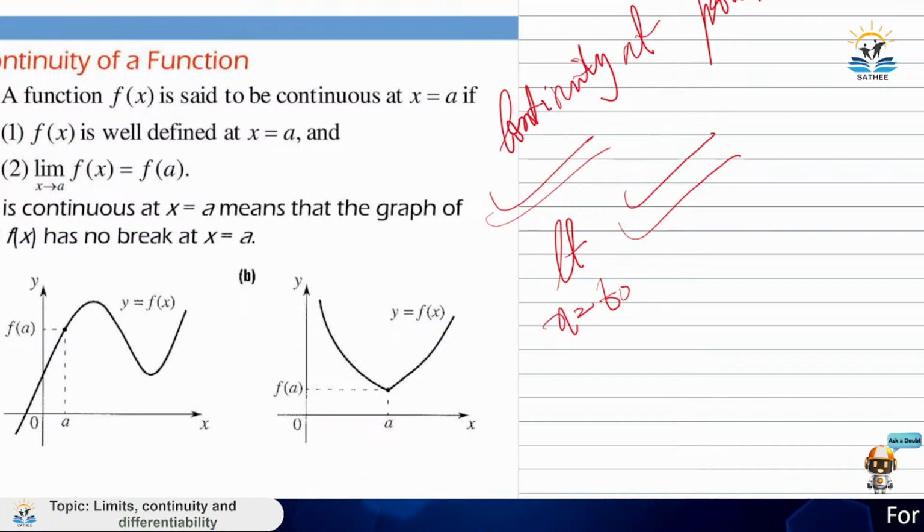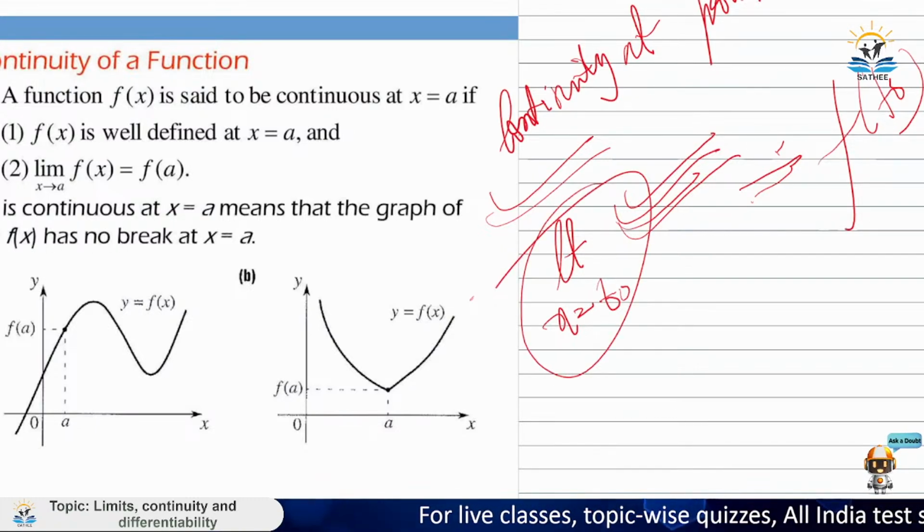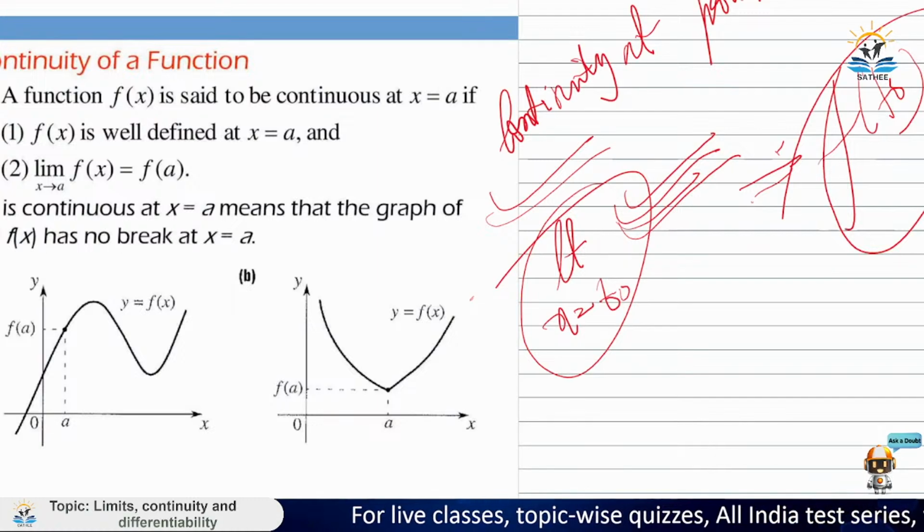But there is another condition that has to be satisfied. This should be equal to f of t naught. If a function is continuous, there are two conditions that have to be satisfied. That is, the limit should exist at x is equal to t naught, and it should be equal to the value of the function defined at x is equal to t naught.